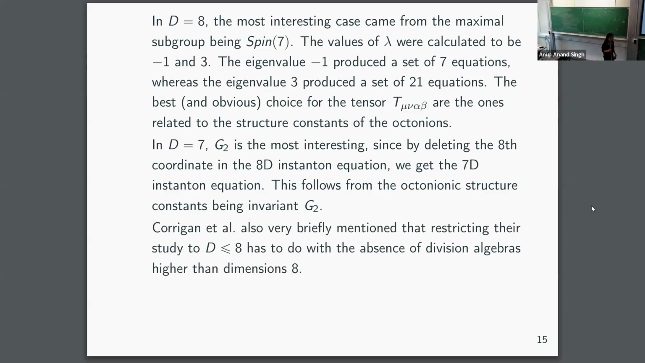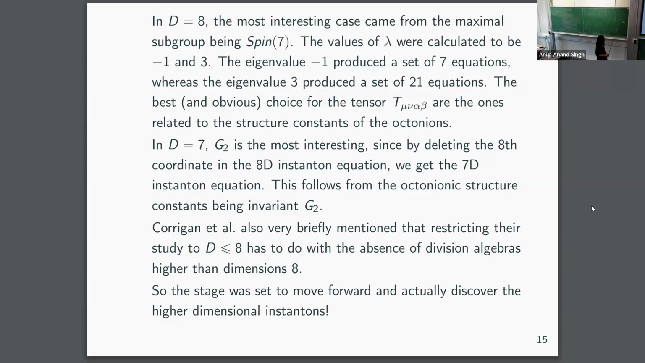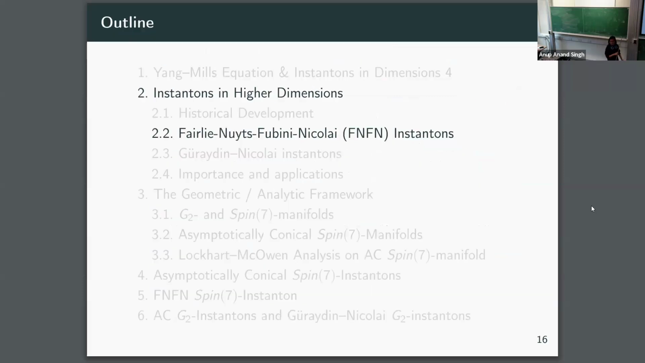And they also very briefly mentioned that the reason they stopped at dimension 8 was precisely that there are no division algebras above dimension 8, which I want to explore more in future to write it as a theorem or something. But the stage was set to move forward, and let's actually discover these instantons. Well, not me. People already did that.